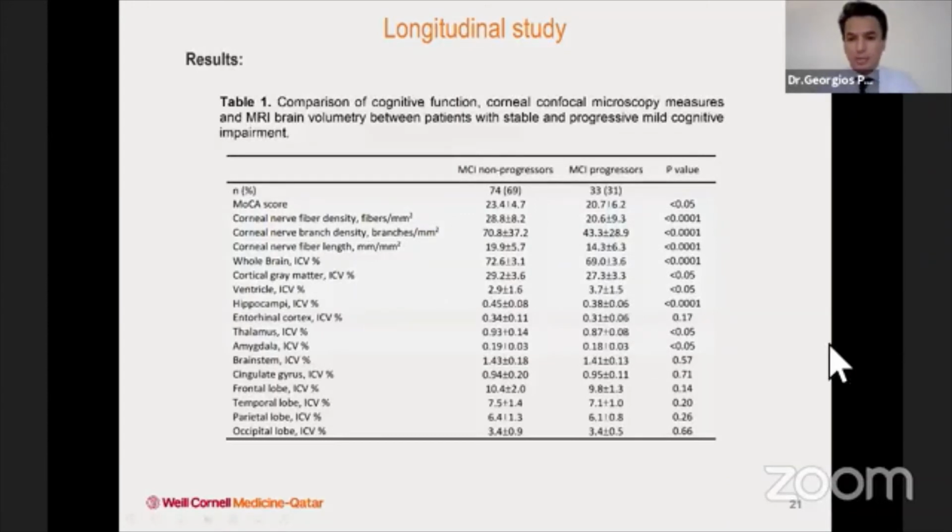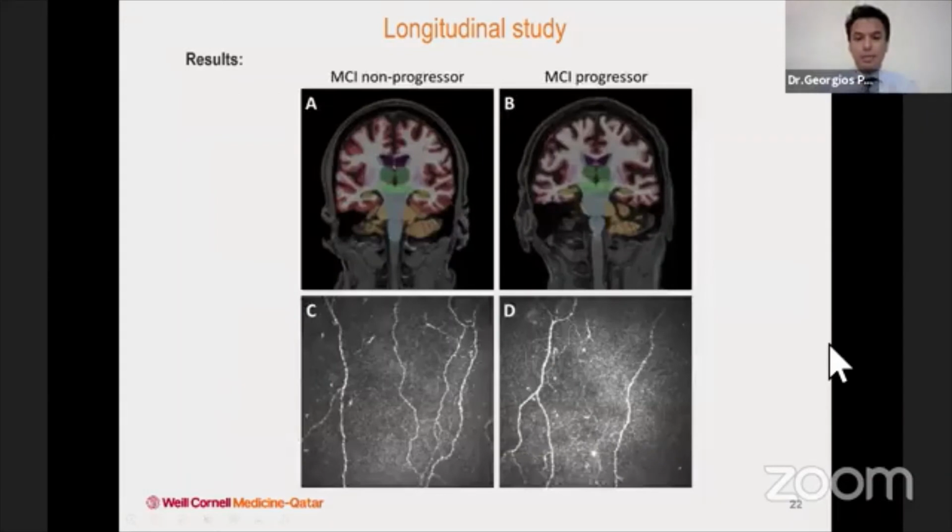Okay, that's interesting. So next thing, just to give an idea of how it looks like, this is how the brain structure looks like for those who progressed to dementia at follow-up, where you can see there's a slight atrophy compared to those who didn't progress at baseline. And also when you look at the corneal nerve morphology, you see that there is some visible reduction in the nerve fiber density there in the morphology.